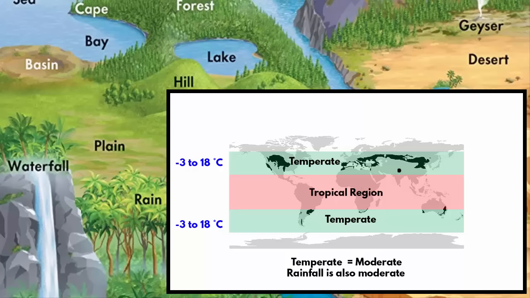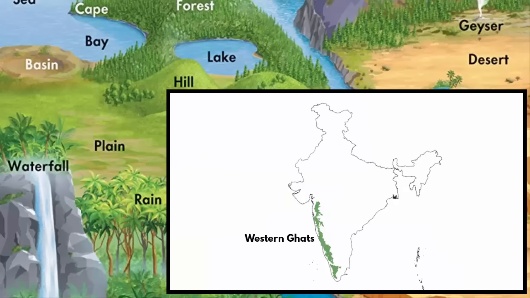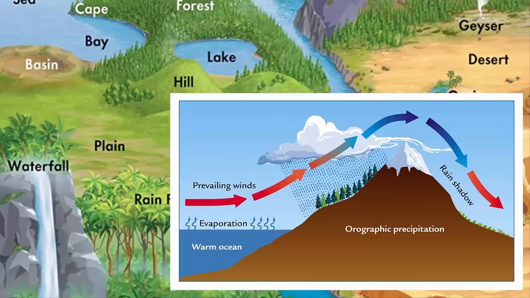In India, you will find grasslands near the lowland region of Himalayas, the Ganga and the Brahmaputra river basin. You will also find grassland on the eastern side of the Western Ghats, because the eastern side of the Western Ghats is a Rainshadow region.